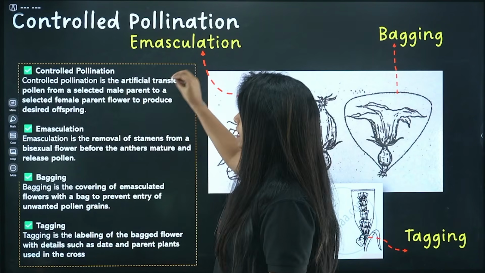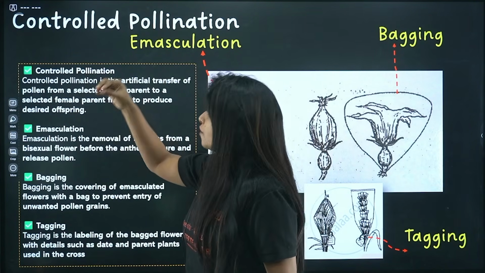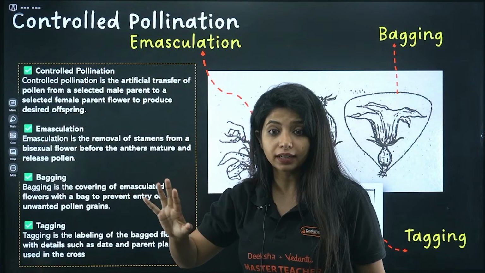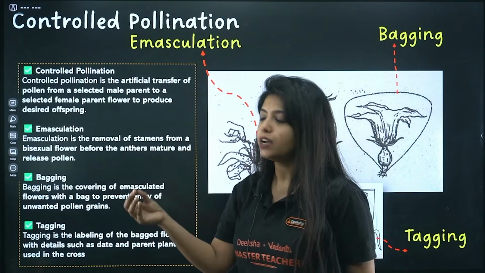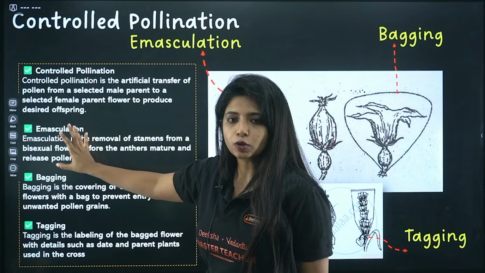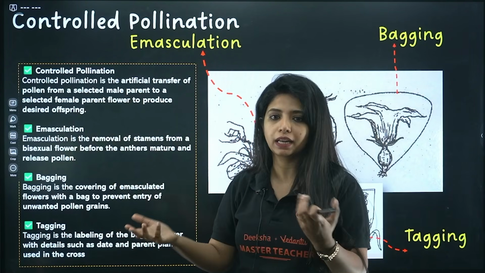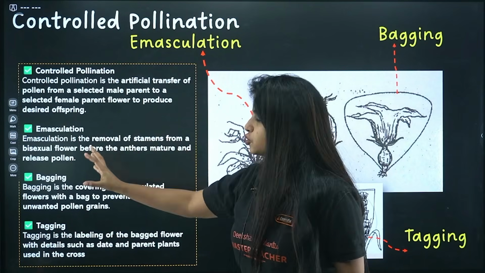What is controlled pollination? It is the artificial transfer of pollen from a selected male parent to a selected female parent. It is artificial. The flower is not doing it itself. It is done to produce desired offspring. What is emasculation? It is the removal of stamens from the bisexual flower, which has both the male and the female part, before the anthers mature and release pollen.